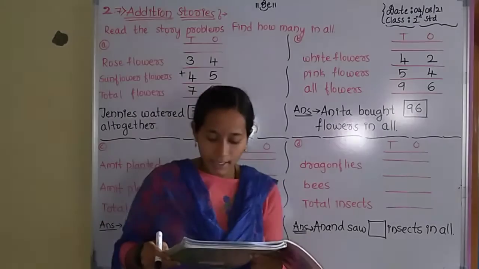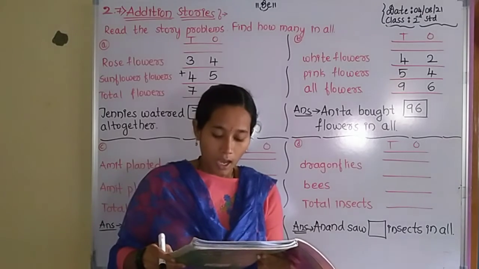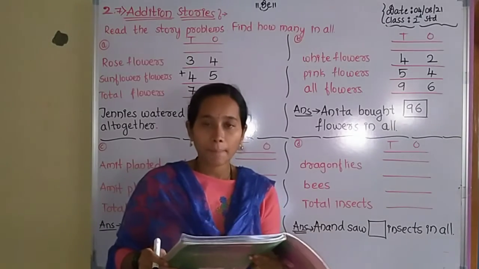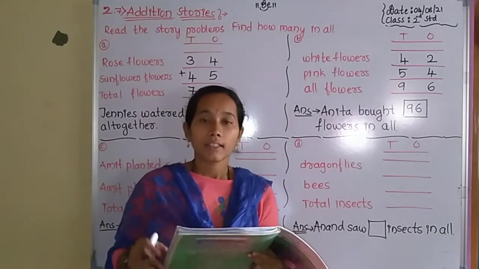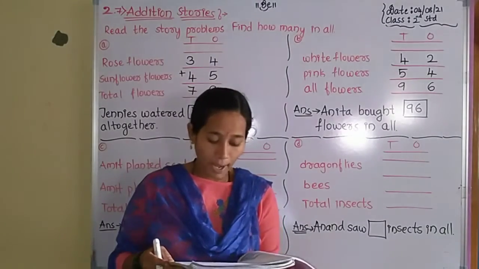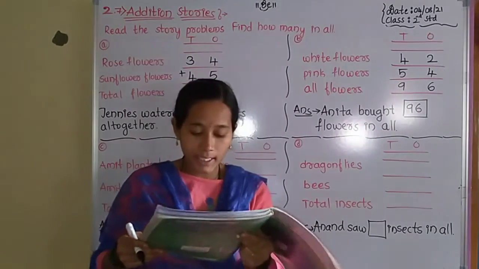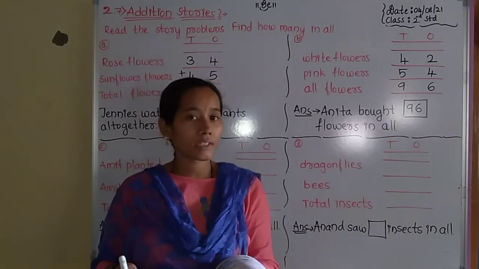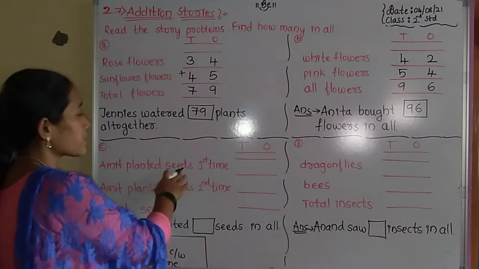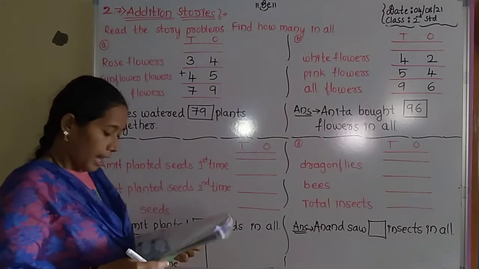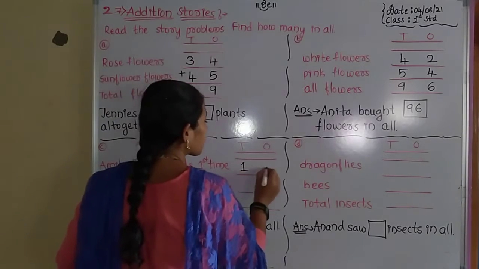Then see the next one. Amir planted 19 seeds. Then he planted 36 more seeds. How many seeds did he plant in all? The first time he planted 19 seeds, then the next time he planted 36 more seeds. In all is the word representation of an addition story problem. So Amir planted seeds the first time. How many seeds? 19.